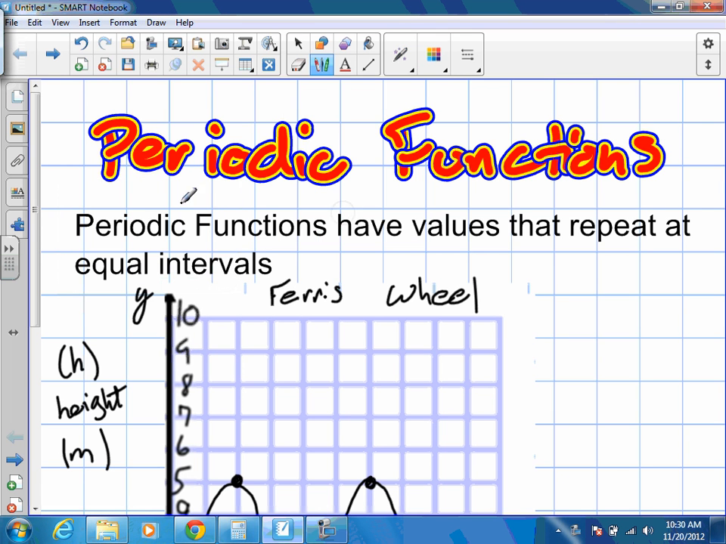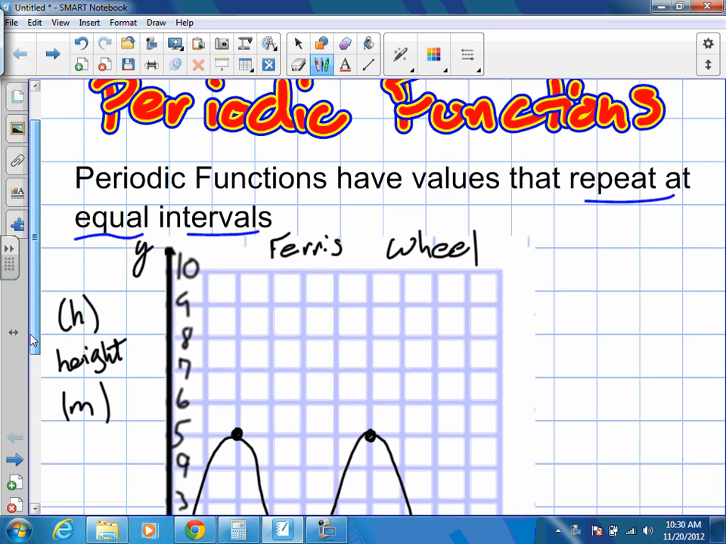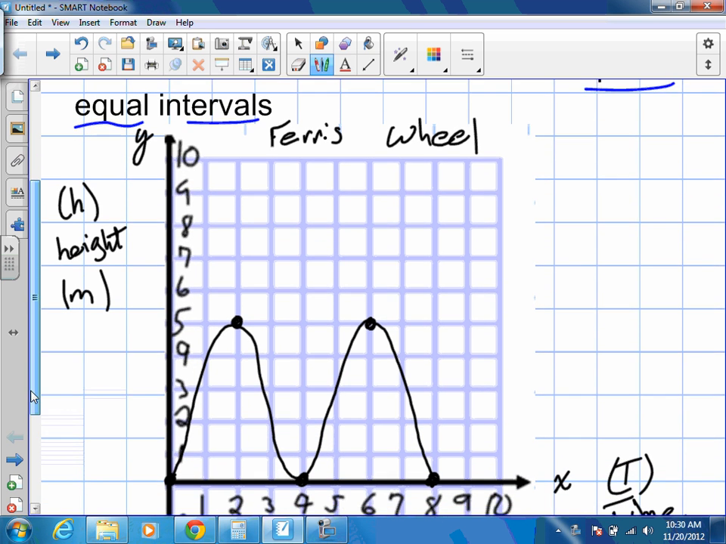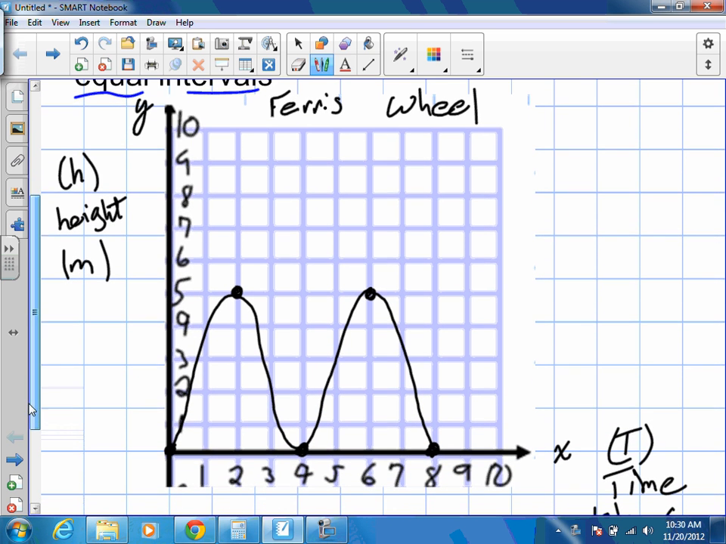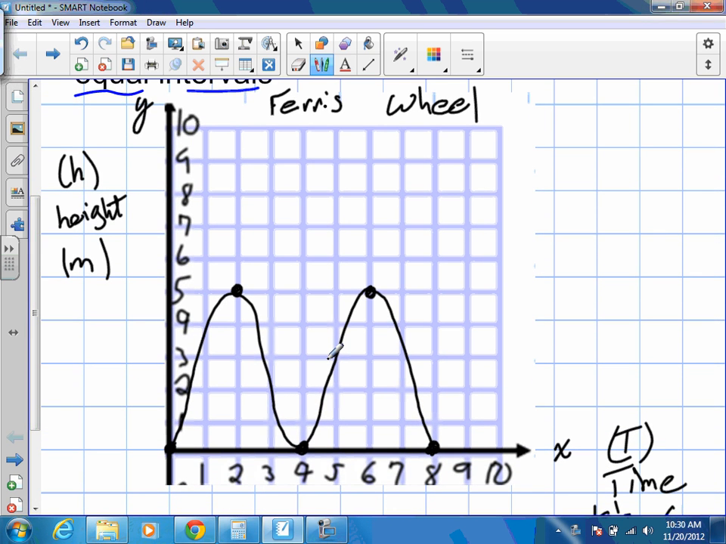Periodic functions. Periodic functions have values that correspond to the independent variable, but they repeat at equal intervals. Okay? So for instance, I have a graph of a Ferris wheel, and this graph relates the height of the Ferris wheel over time. Okay?